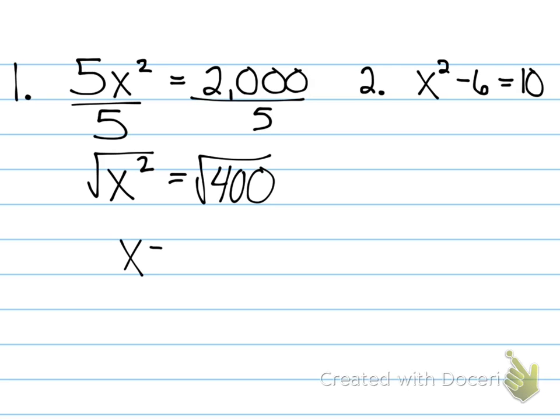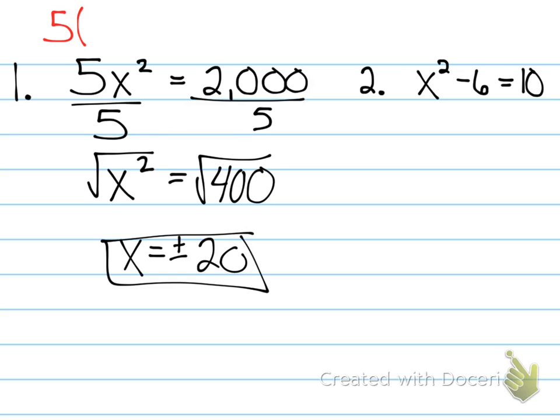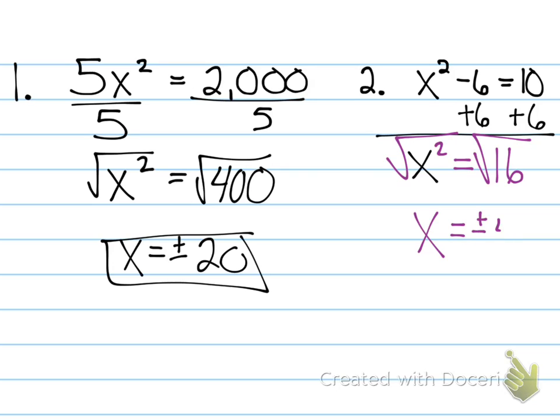Take the square root of both sides. x equals what? Positive and negative 20. Why? Because if I plug in a negative 20 up here, let's say 5 times negative 20 squared, if I multiply that, it will still equal 2,000. So that's why my answer is both positive and negative, because if I plug in a positive, it still works out. If I plug in a negative, it still works out. My answer is both. What do I do first on number 2? I'm going to add 6 and then square root it to get positive negative 4.